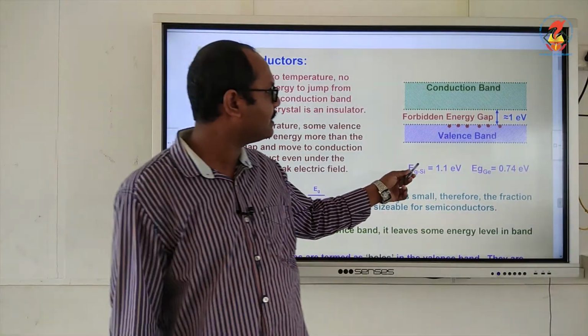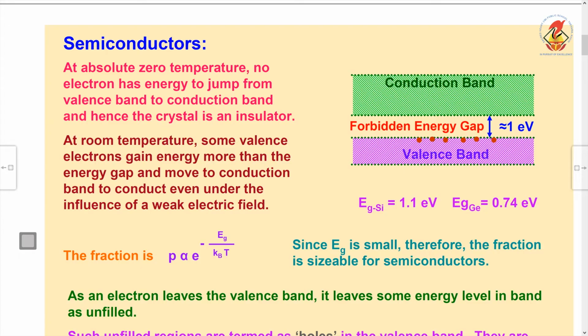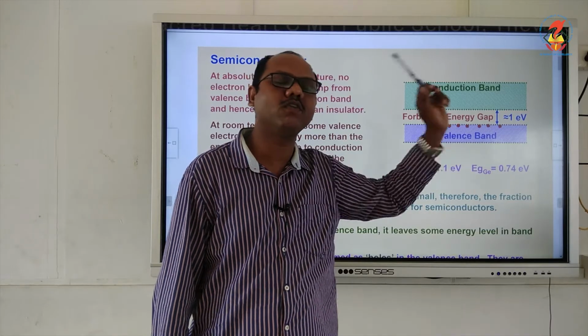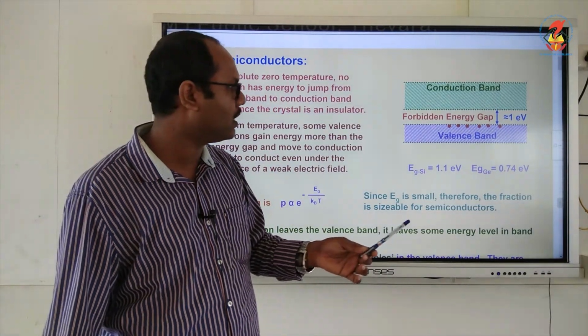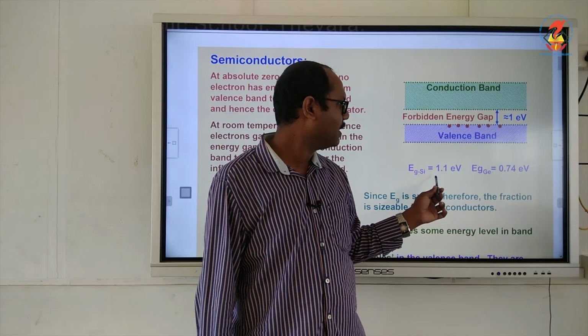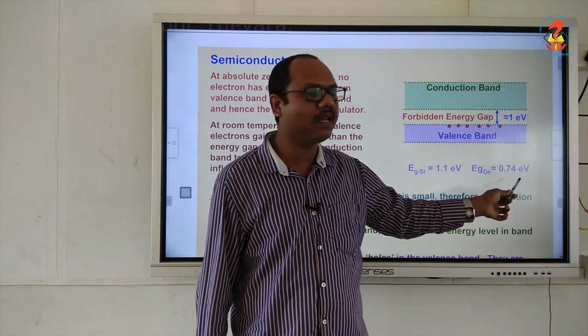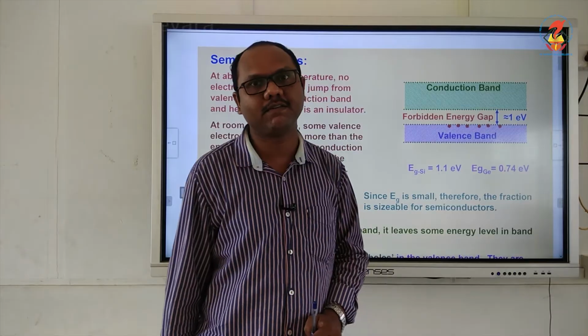I have written it like this: the energy gap is represented as E subscript G, Eg. For silicon, Si stands for silicon, the forbidden energy gap is 1.1 electron volt, and for germanium, Ge stands for germanium, the energy gap is 0.74 electron volt. You have to remember those values by heart. For silicon it is 1.1 electron volt, and for germanium it is 0.74 electron volt.